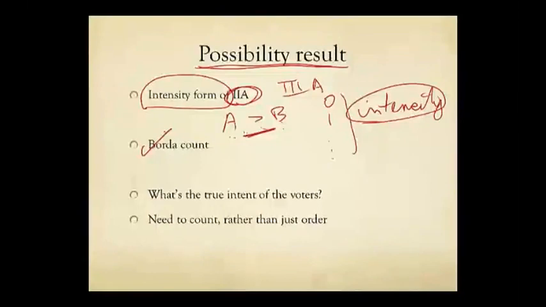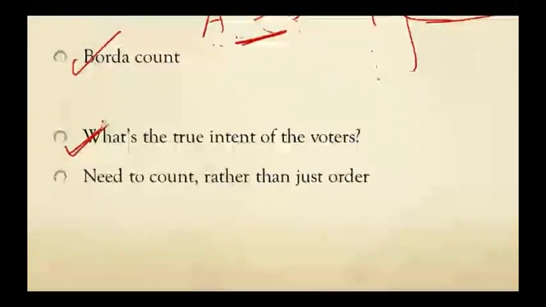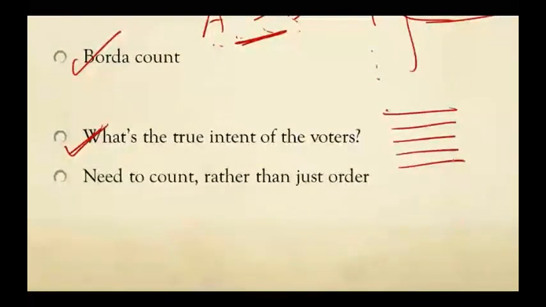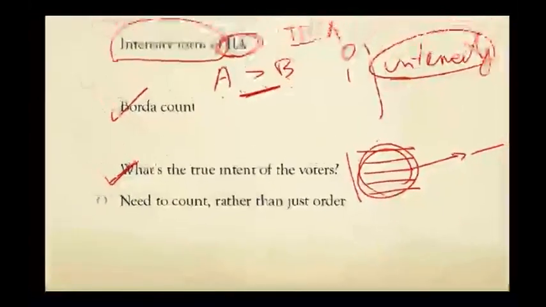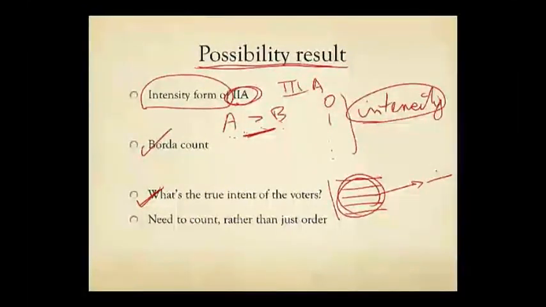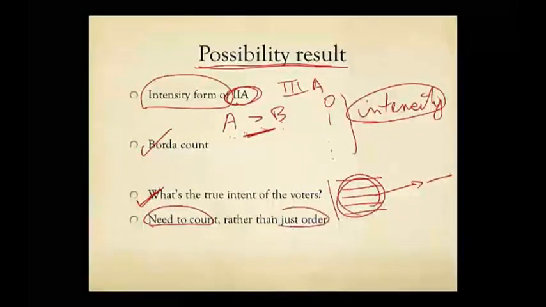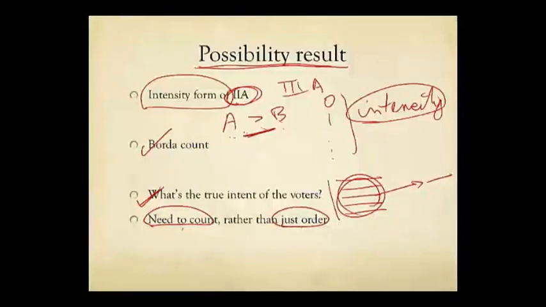So people often ask, what is the true intent of the voter? Are we capturing that? Well, the true intent of the voter is already captured. That's the entire set of input lists, the input profile. That is the true intent. If you want to condense all that into a single list, some information will be lost. What this possibility result and Arrow's impossibility result highlight is the need to count, not just to order. We need to know the scale, more than just pairwise relative positions.